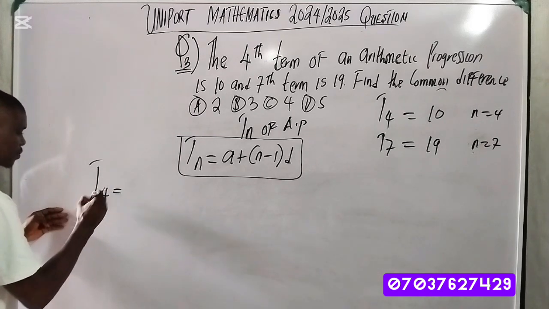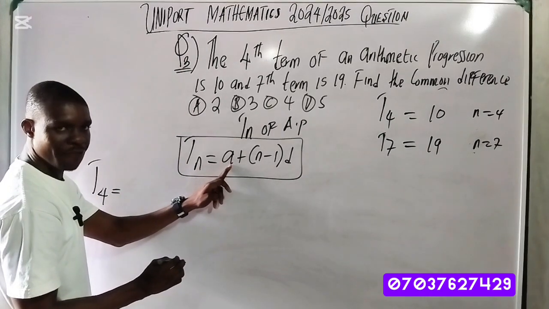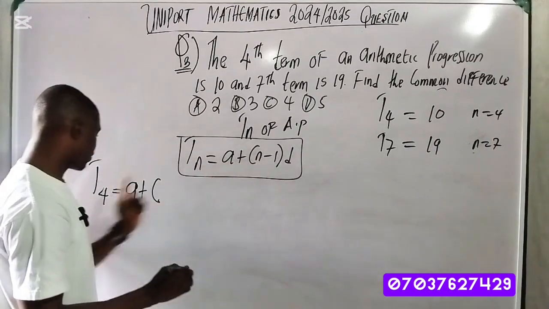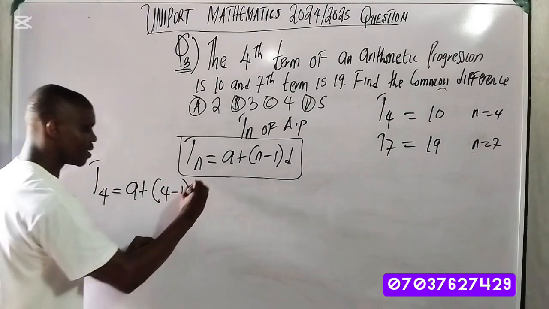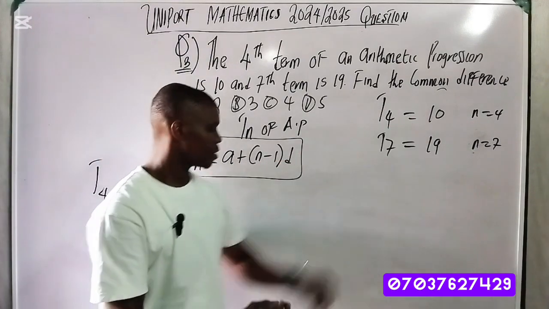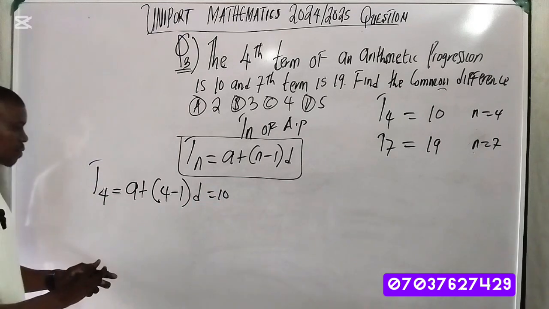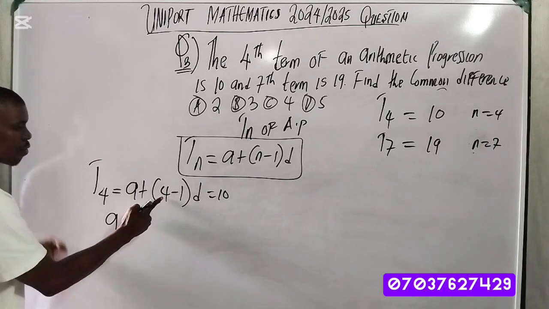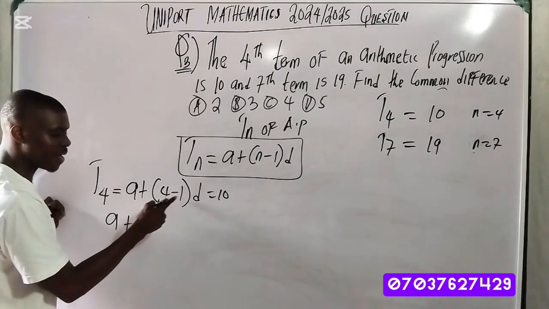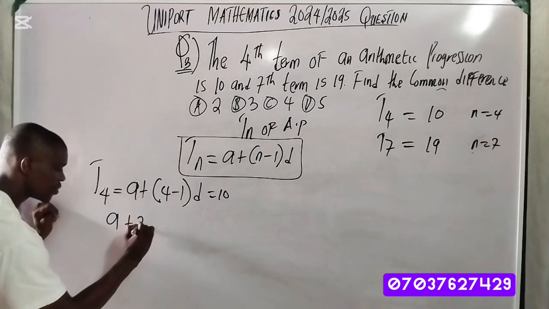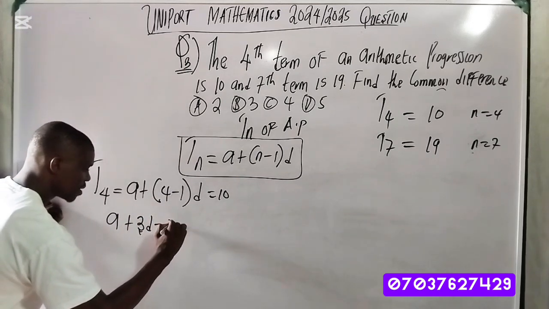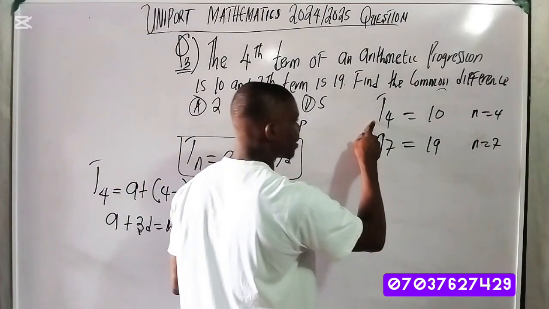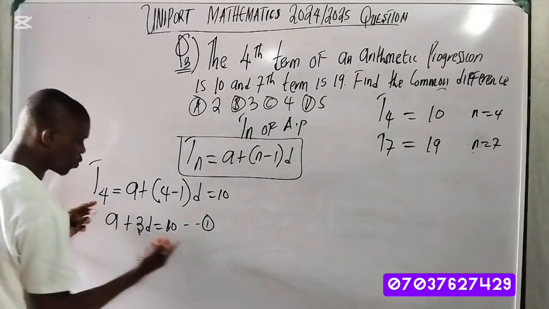So let's write it out. T4 equals a plus (4 minus 1)d, and they say that is equal to 10. If you evaluate it, 4 minus 1 is 3, times d. So a plus 3d equals 10. This is my equation 1, because the fourth term is 10, which gave me this one here. So take it as 1.